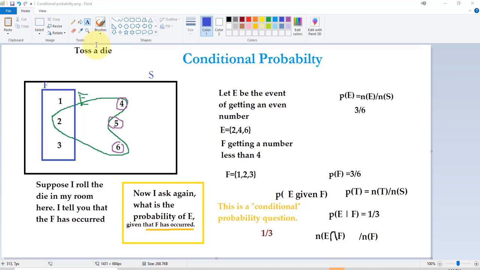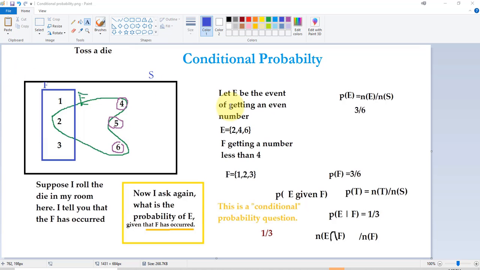So when we toss a die, we can get a 1, a 2, a 3, a 4, a 5, or a 6. Just ignore the box here and the green here and the purple. So we have 6 different outcomes. That's our sample space.